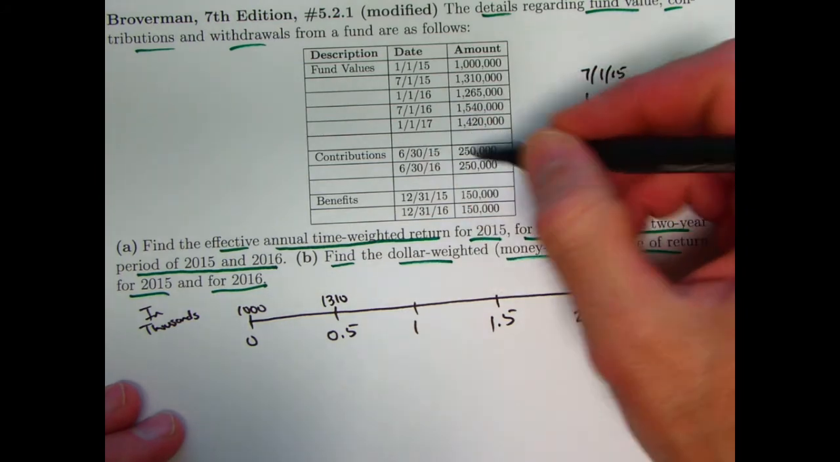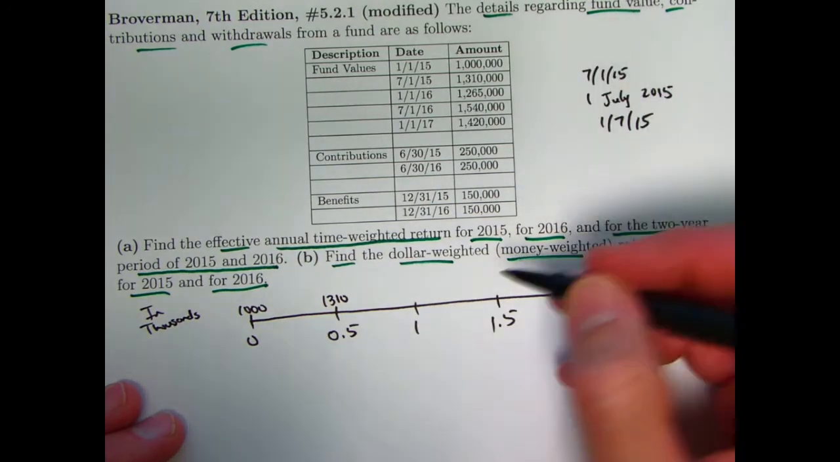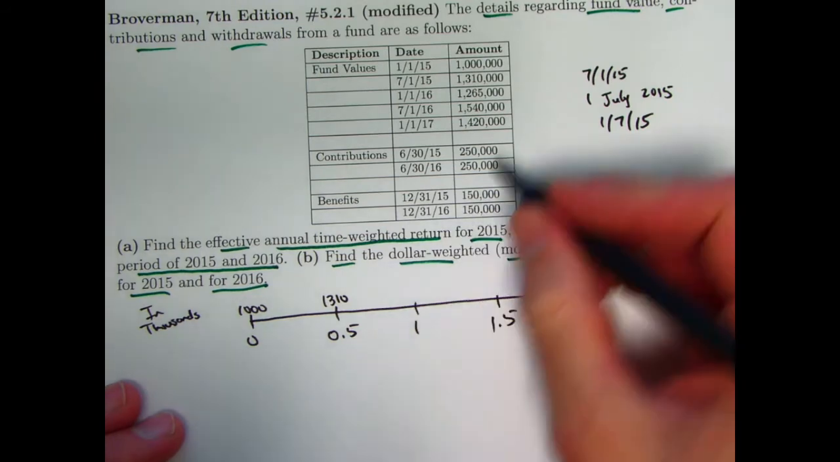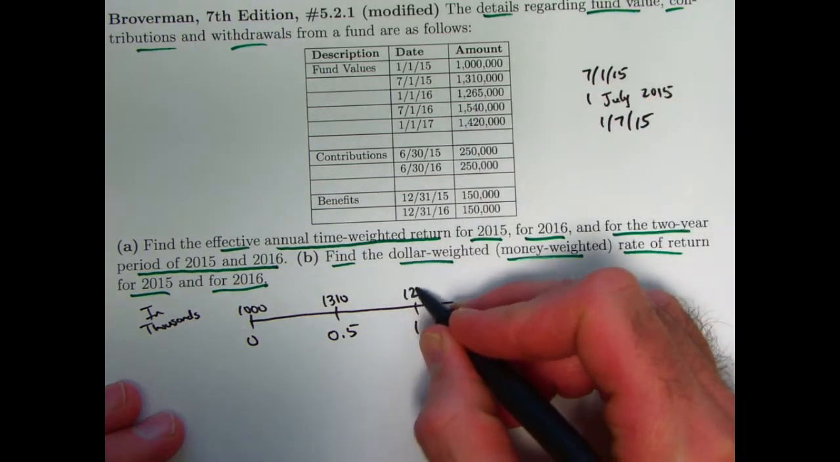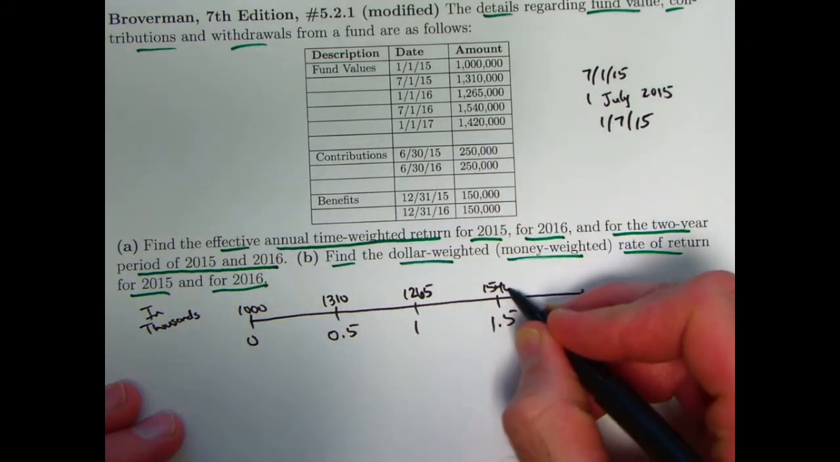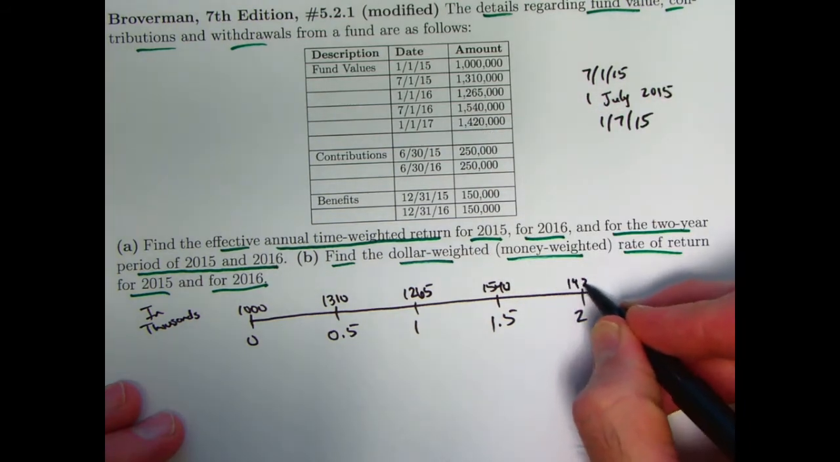This would be June 30th, 2015. So just keep that in mind. Both of these are essentially at the same time, even though we're dating them differently. Then we have the balance of 1265 at time 1, 1540 at time 1.5, and finally 1420 at time 2.